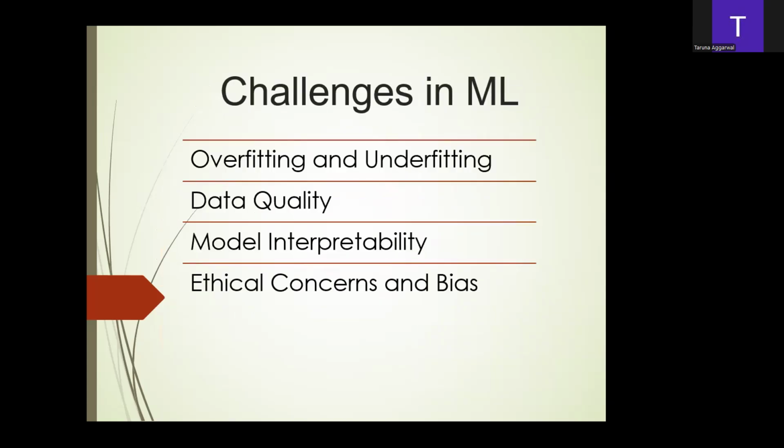What are the different challenges in machine learning? Overfitting and underfitting. Overfitting is when the model performs well on your training data but poorly on new data. Data quality is often an issue. Sometimes many models act as black boxes, making them hard to interpret. That is model interpretability.